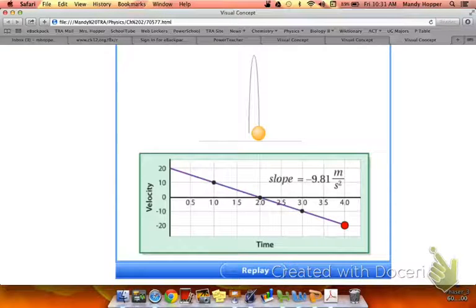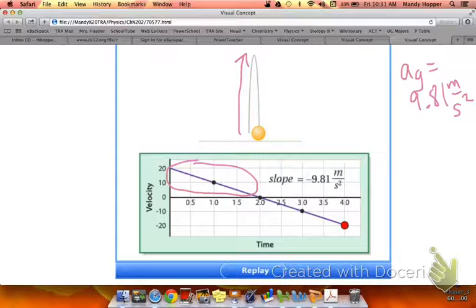This is something that you need to know as far as the acceleration itself. Acceleration due to gravity, we call that a_g, is 9.81 meters per second squared. That is something that you will need to memorize. If we're looking at the first part of this graph, you can see that that is decreasing. And that is the upward slope of the ball in the first part of that graph.